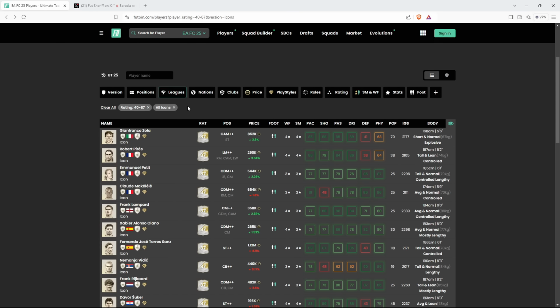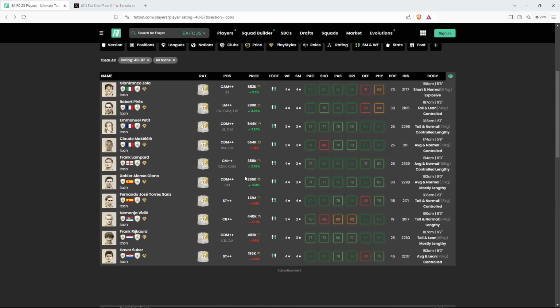For example, Zola, if you see a massive drop, 70, 80, 100k, 150k drop, I do think is a little bit too much, but 60 to 100k drop is realistic. Make sure to quickly flip that card. Perez, the exact same. Petit, the same. Makelele, Lampard, Xabi Alonso. We have Torres, 1.1 million coins.